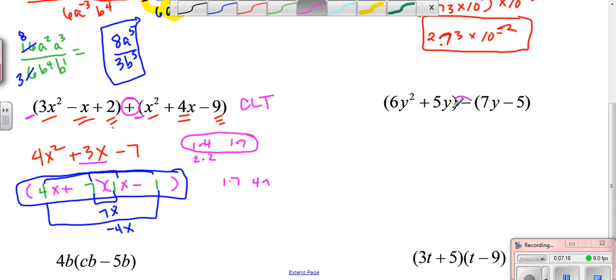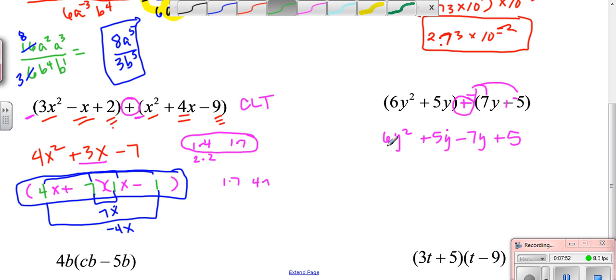Now in this case, I have this negative, which we know we're going to change to a positive with a minus 1 to be distributed. So I have 6y squared plus 5y minus 1 times 7y. So minus 1 times 7y gives me that minus 7y, minus 1 times minus 5 gives me that positive 5. When you have the subtraction here, go ahead and change it to add the opposite before you get going.